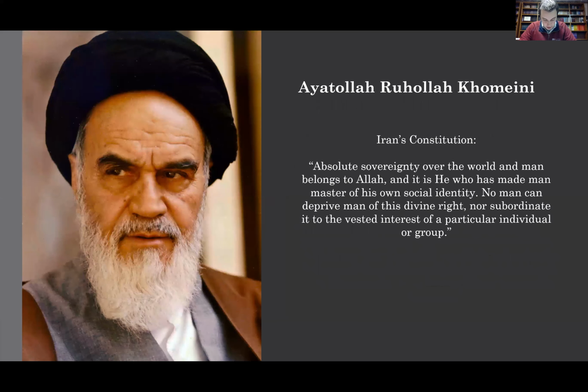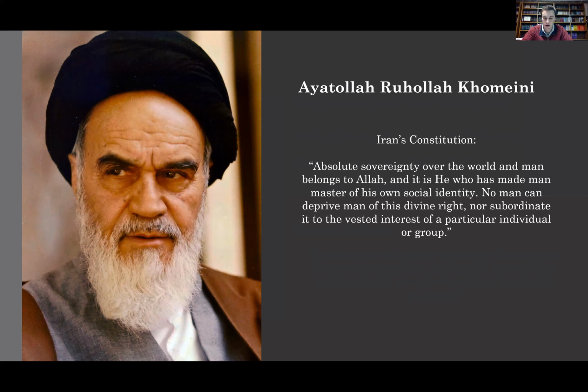So to go back to Khomeini, in Iran's new constitution after 1979, they included this statement: "Absolute sovereignty over the world and man belongs to Allah, and it is He who has made man master of his own social identity. No man can deprive man of this divine right, nor subordinate it to vested interest of a particular individual or group." So basically what's happened is Iran went from a secular state to an explicitly Islamic state in Iran's constitution. What's really at the core of the Islamic Revolution is a reactionary propensity that's hinged on the desire to reorganize society in the directives of the Islamic faith. I think that's what's happening here.